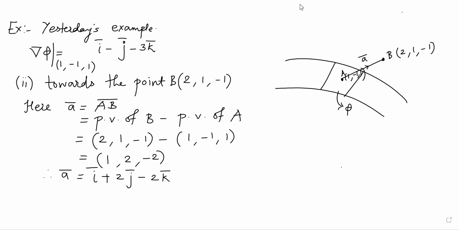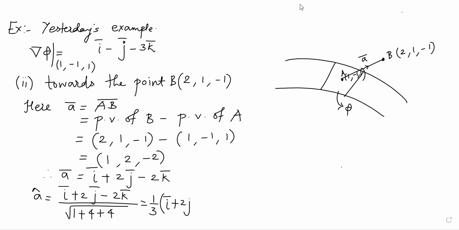And what is A cap for this? A cap is nothing but you just divide it by its magnitude. So what is our magnitude? It is the square root of 1 plus 4 plus 4, that is 3. So A cap is 1 by 3 times i bar plus 2j bar minus 2k bar.